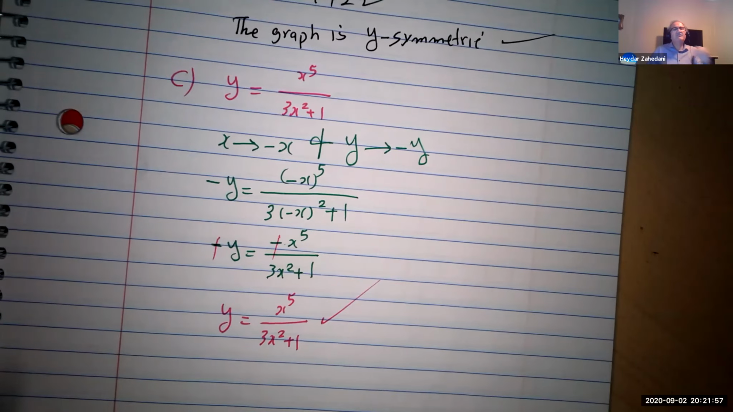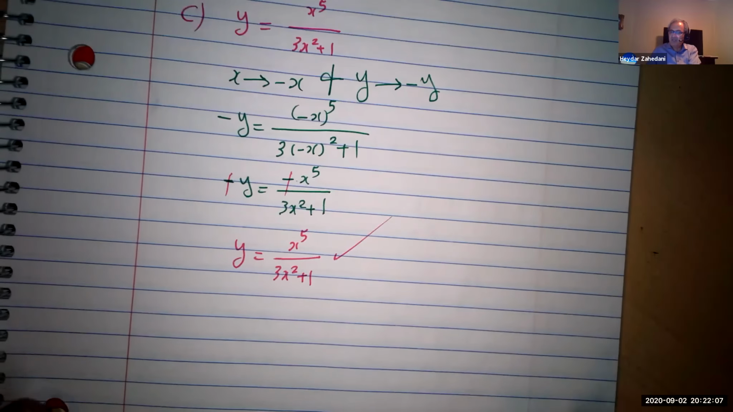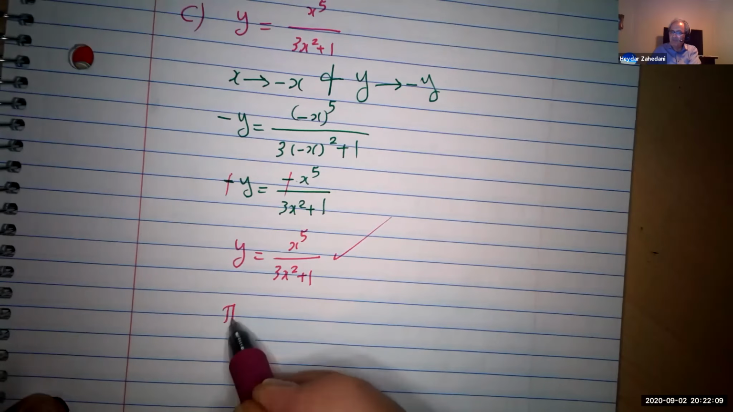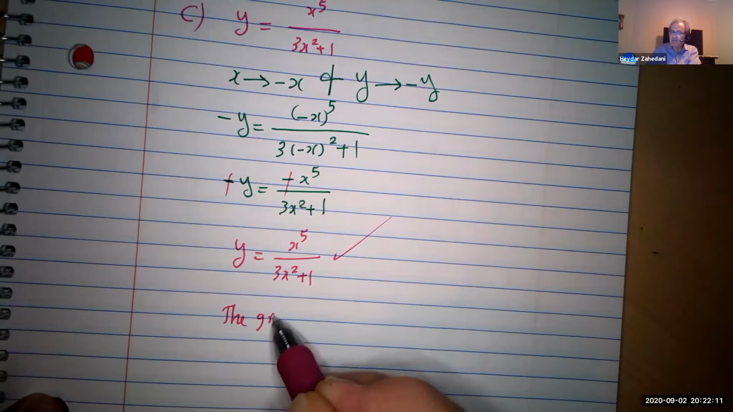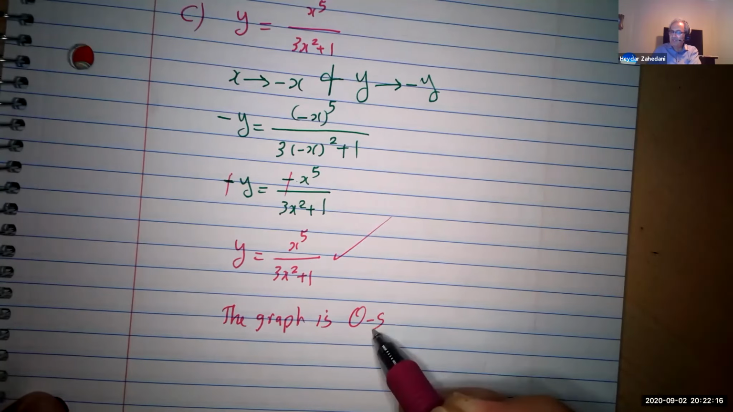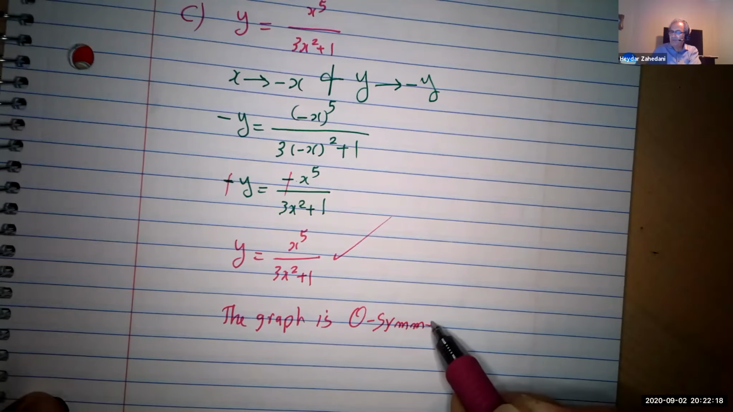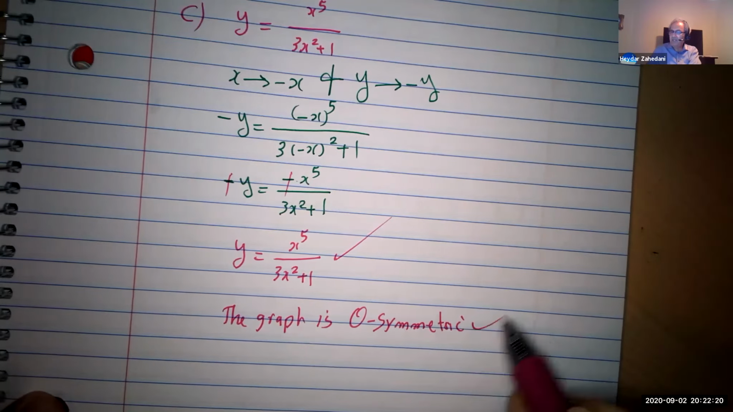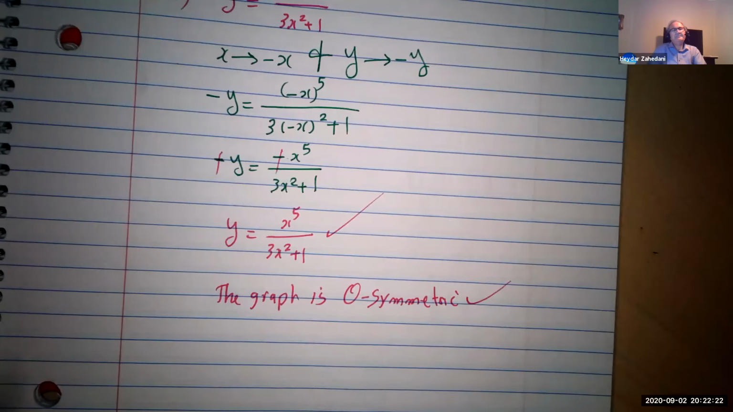So if you change x to negative x and y to negative y at the same time, you arrive at the original equation. So the graph is origin symmetric. So the graph is going to be origin symmetric, and you're done. Any question? So this is going to be three possibilities.